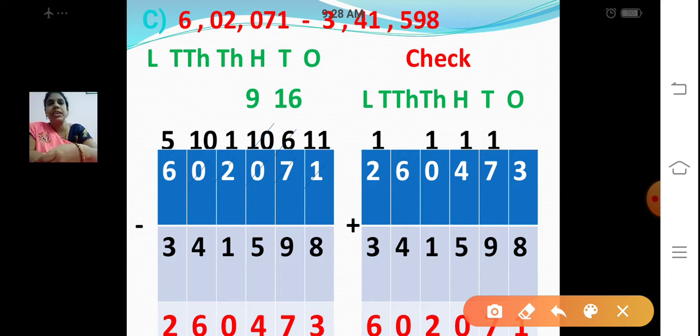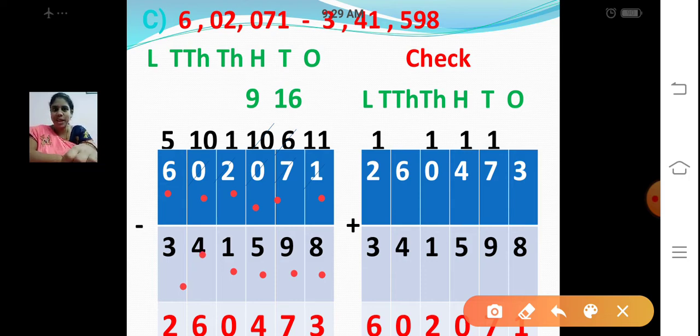First take the first number, 6,02,071. 1 in the ones place, 7 in the tens place, and 0 in the hundreds place, 2 in the thousands place, 0 in the 10,000 place, and 6 in the lakhs place. Now take the second number, 3,41,598. 8 in the ones place, 9 in the tens place, 5 in the hundreds place, 1 in the thousands place, 4 in the 10,000 place, and 3 in the lakhs place.